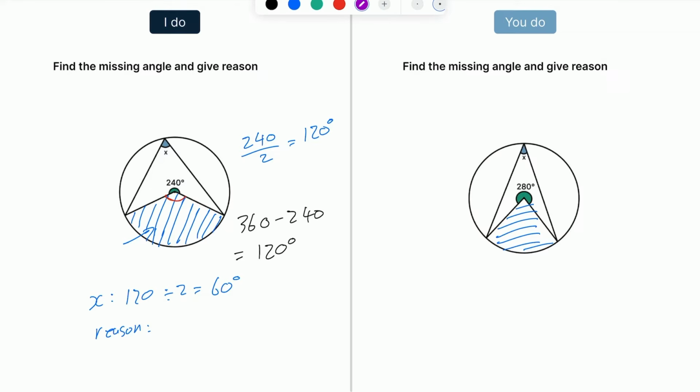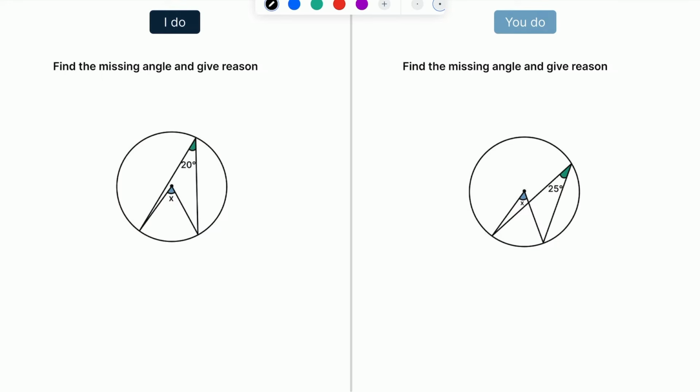Let me just go back there. So if I use a different color, that means that angle there is going to be 360, take away 280, which is 80 degrees. Now that I have that angle there, we are going to say x is 80 divided by 2, which is 40. And again, your reason, please state this, is the angle at the center is twice the angle at the circumference subtended from the same chord.